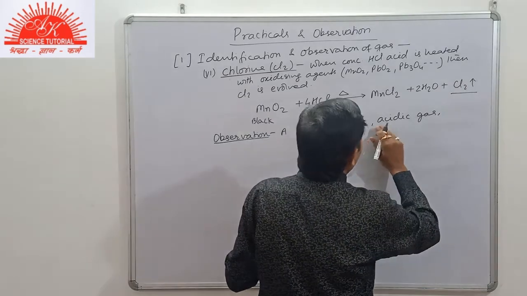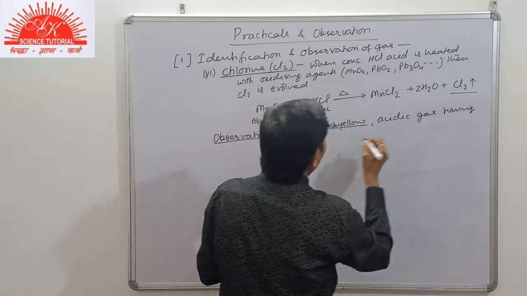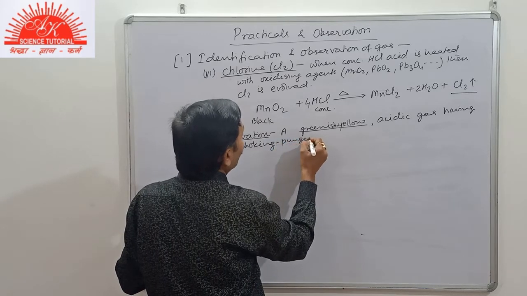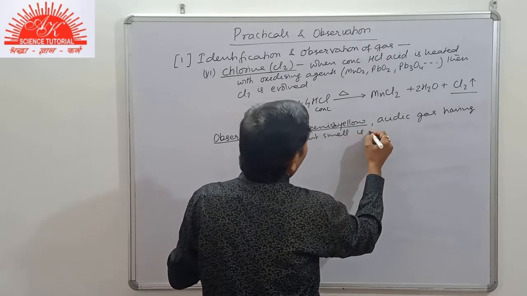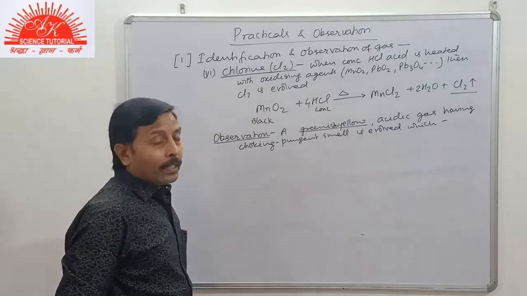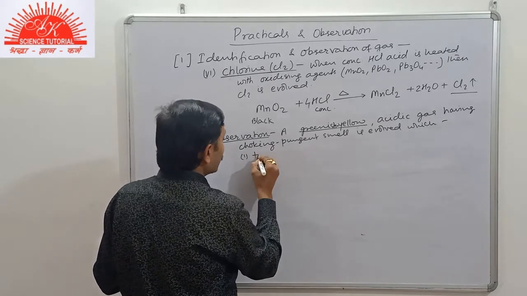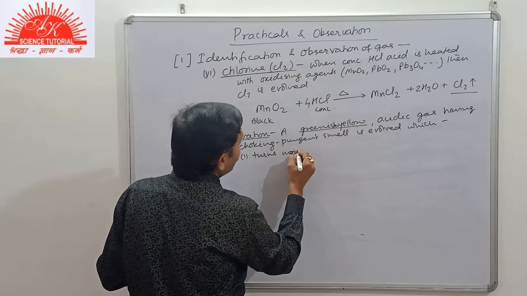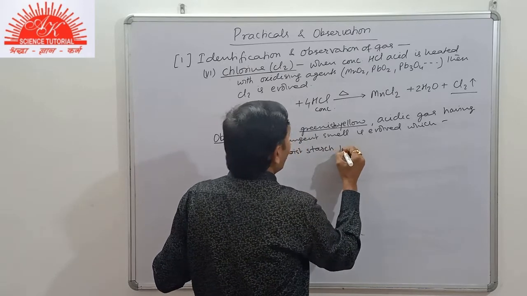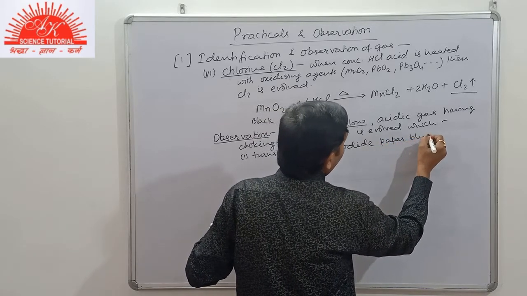So a greenish yellow acidic gas having choking, pungent smell is evolved, which now chlorine gas can be identified by the one important test which turns moist starch iodide paper blue black.